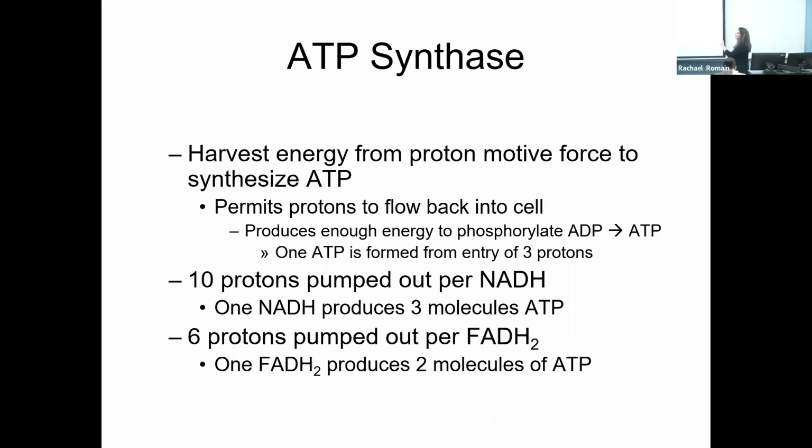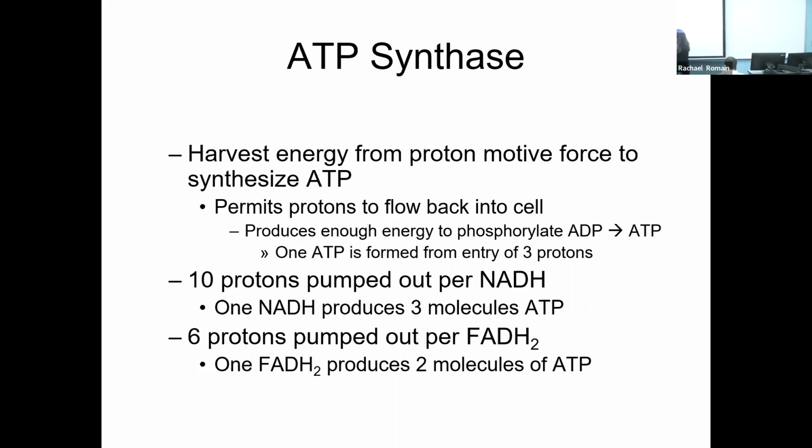That enzyme, ATP synthase, kind of sounds like synthesis, right? That is an important enzyme because that's what's going to allow us to make ATP in the end. Believe it or not, for one NADH molecule, we're actually going to pump out 10 protons. For every one NADH, we're going to make 3 molecules of ATP. For every FADH2, we're going to pump out 6 protons, and we're actually going to make 2 molecules of ATP.